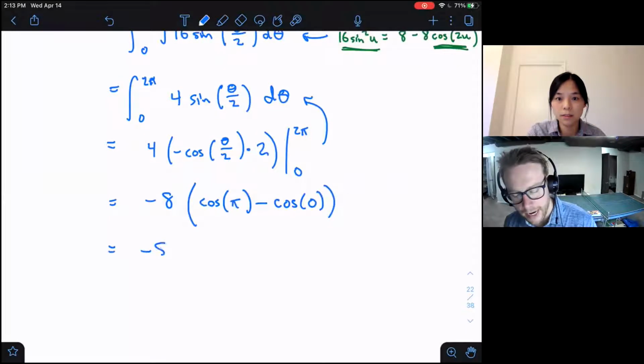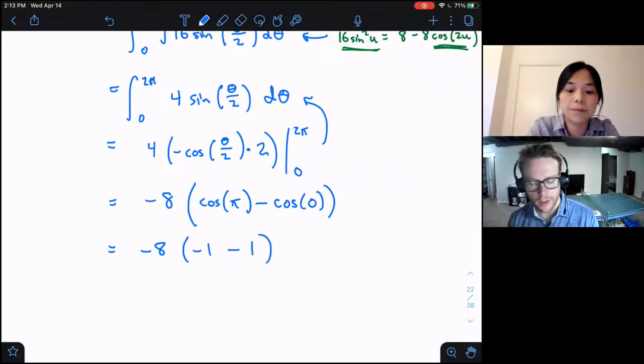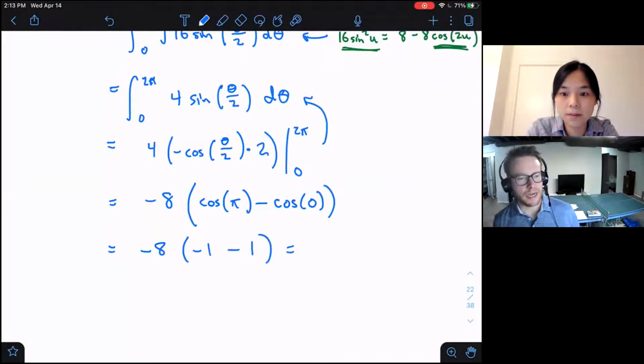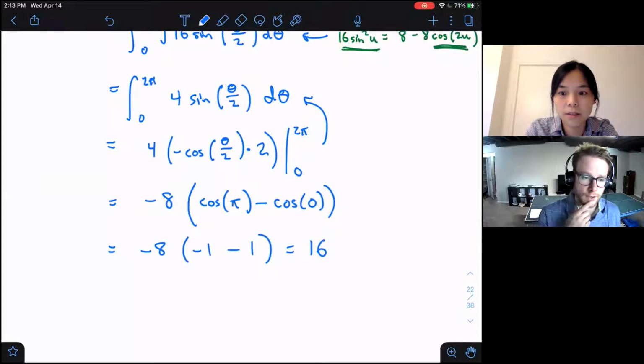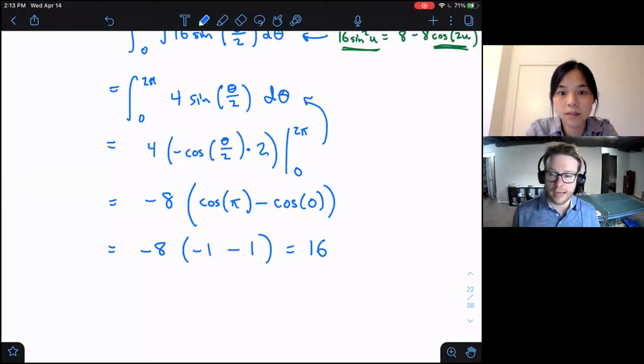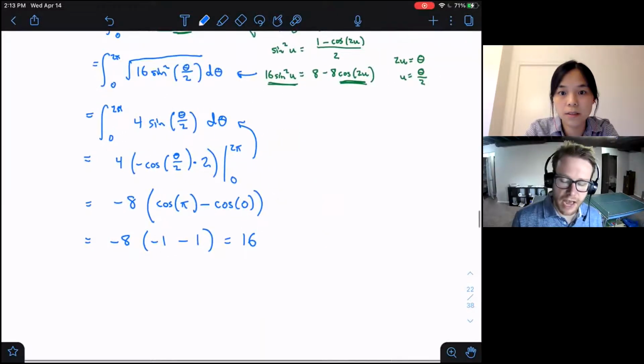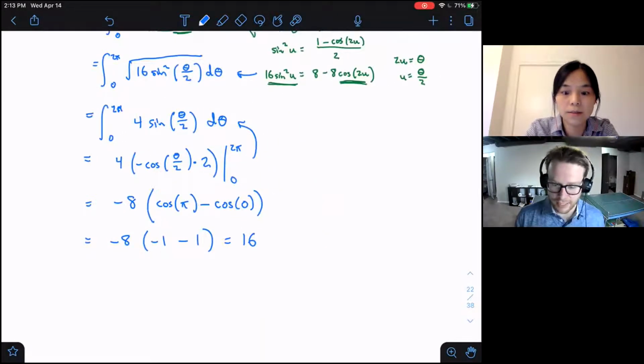And so we're going to get -8, and cosine of pi is going to be -1, and cosine of 0 is going to be +1. And so, yes, we have -8 times -2, so this is going to be a +16. Notice if you didn't include that negative cosine here, you would have gotten the answer -16.